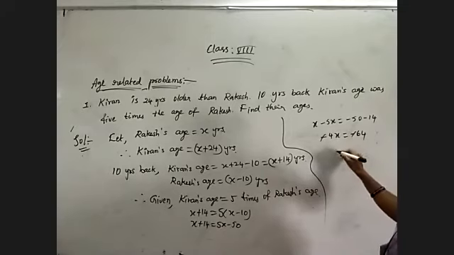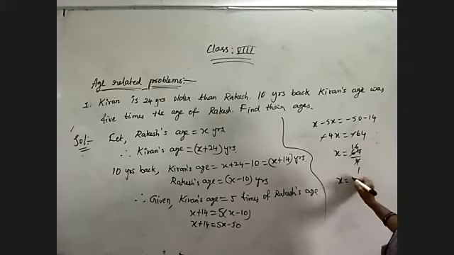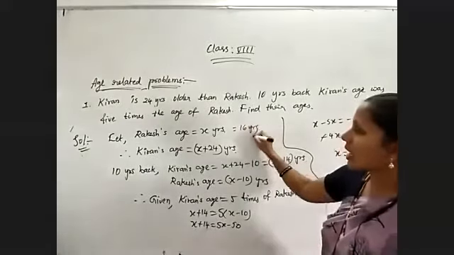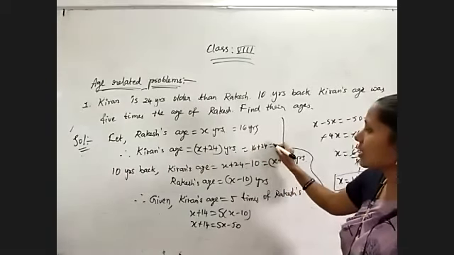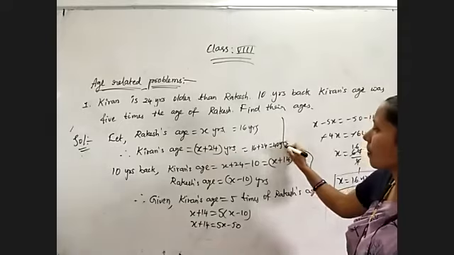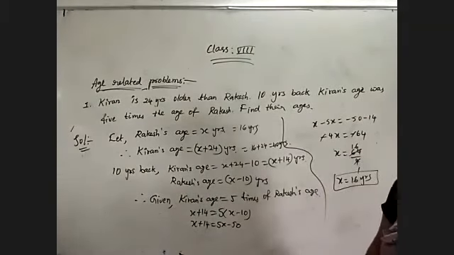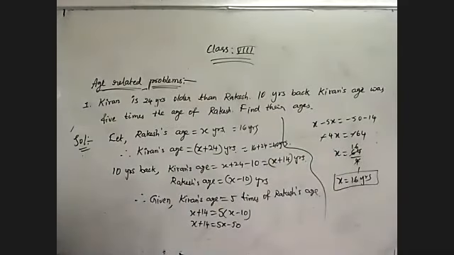Minus minus will get cancelled. X is equal to 64 by 4. 4 ones are 4, 4 sixes are 24. So X is equal to 16 years. That means Rakesh's age is equal to 16 years and Kiran's age is equal to 16 plus 24, that is 40 years. Okay, so like this we need to simplify. Now coming to the next type of question on this age problem only.